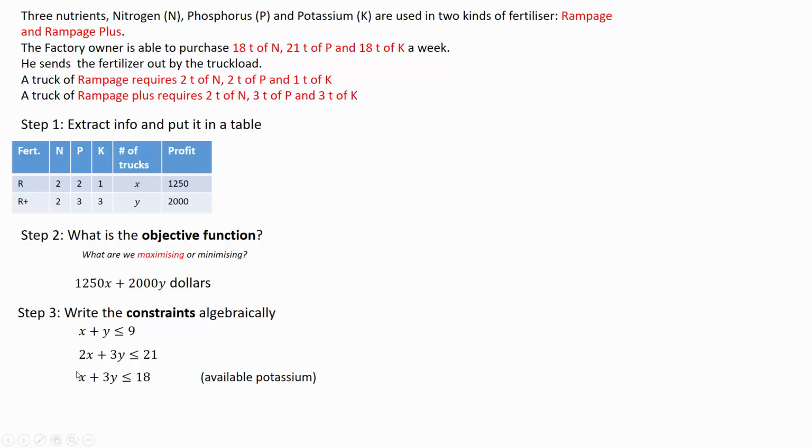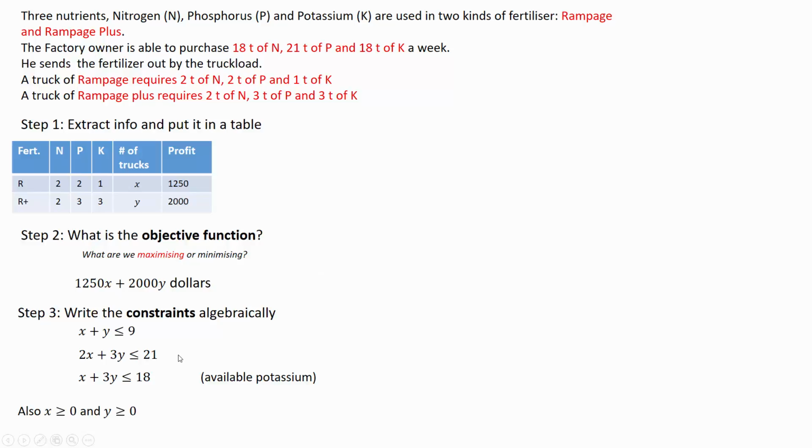So I've got 1X here, that one from up here, plus 3Y, the 3 coming from up here, has to be less than or equal to 18, because I know up here at the top I've got 18 tons of potassium available per week. So those are the 3 main constraints.